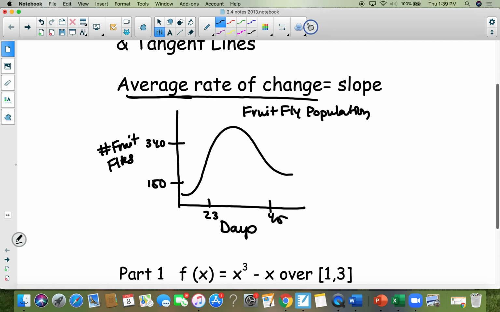So 23, 150, I'm going to put a dot. I'm going to make it nice and big so you can tell it's at 23, 150, and the other one's going to be at 45, 340.